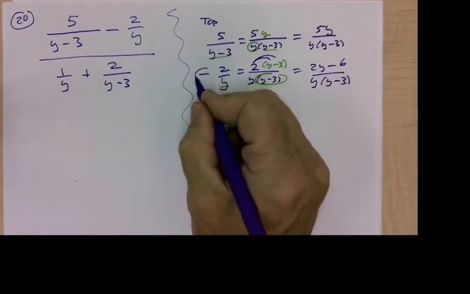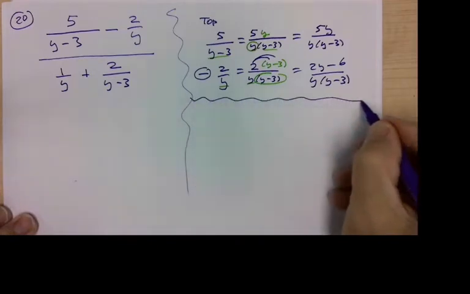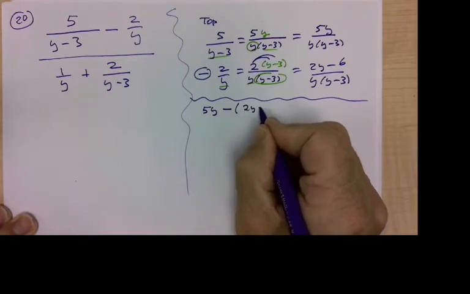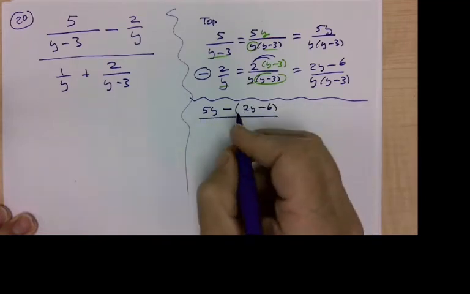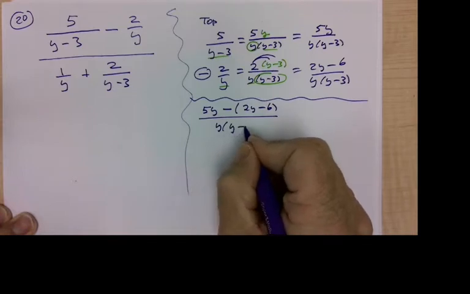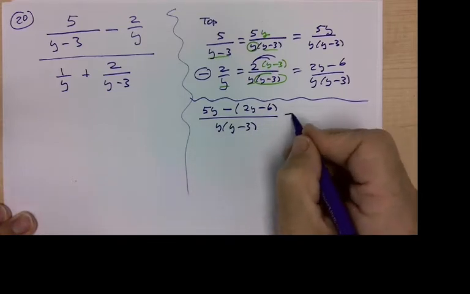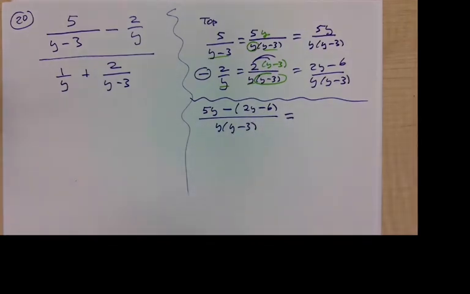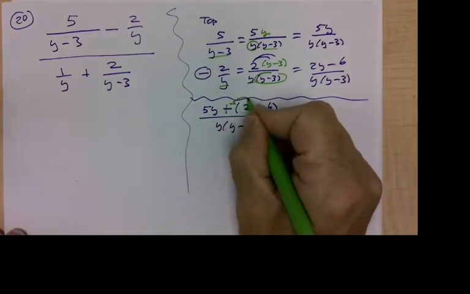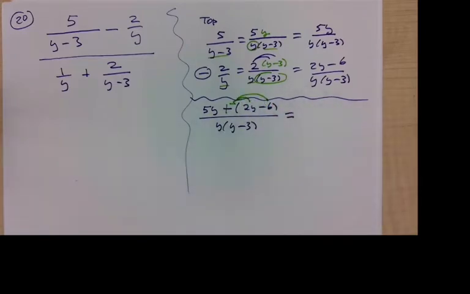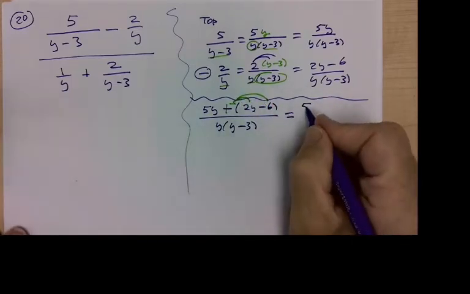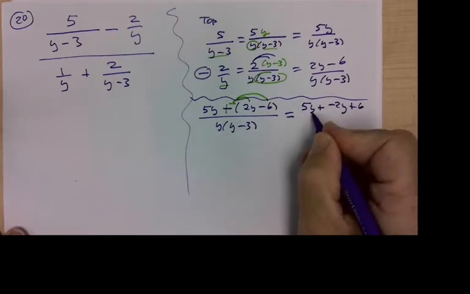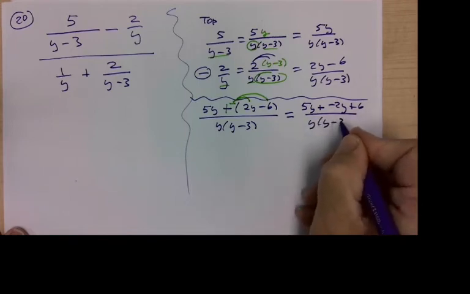But we have to subtract these two. So to finish the top, I've got to take 5y minus (2y minus 6) all over the common denominator of y times y minus 3, which is what? 5y minus 2y. So we need to distribute that negative sign. Plus a negative, distribute the negative. So I get 5y plus negative 2y plus 6 over y times y minus 3.